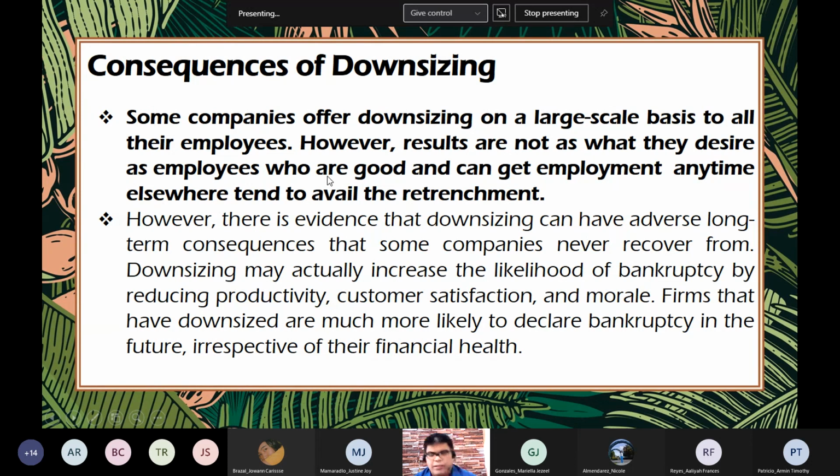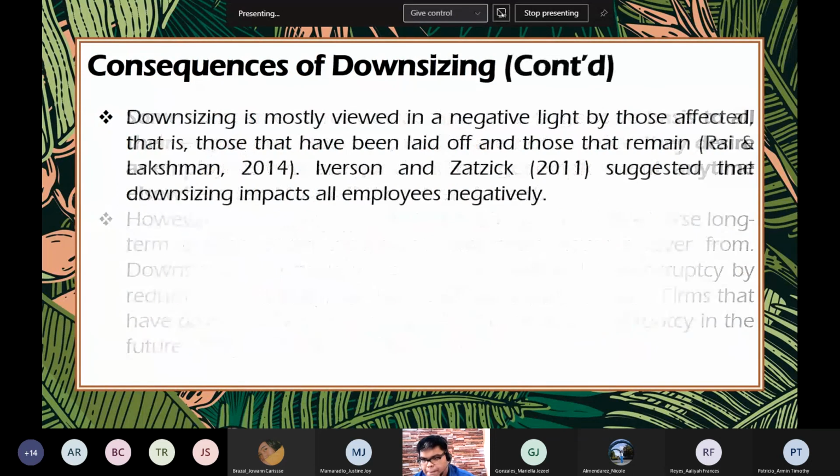Hindi nila ma-sustain. No? Kasi nag-downsize ka nga eh, nabawasan yung mga tao mo, dumami yung trabaho ng mga naiwan. Yung mga magagaling wala na. Yung mga medyo petiks-petiks, yun yung mga natira. Ayan, no?